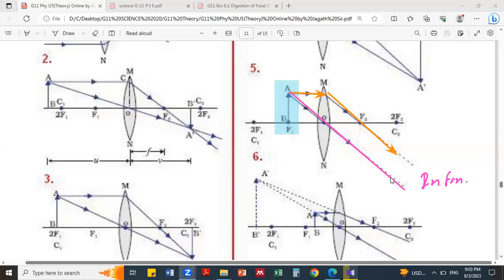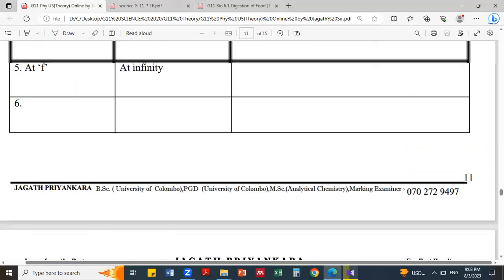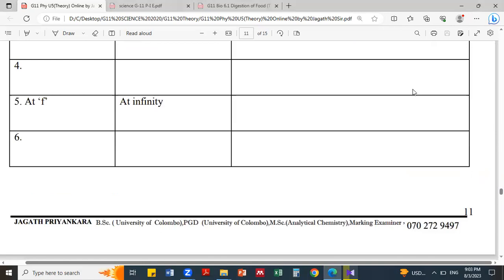Real, inverted, small image, but this image is diminished. You don't get a clear image. I think the textbook also has this blank. You don't get a clear image close to the lens. So to get this image, you have to go to infinity. Right? That's why we don't write the properties for this.